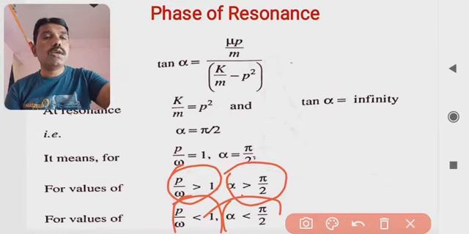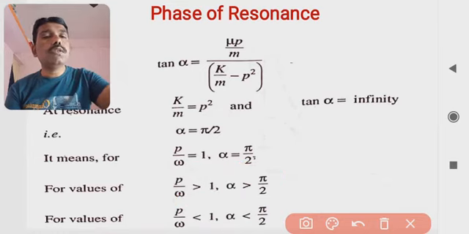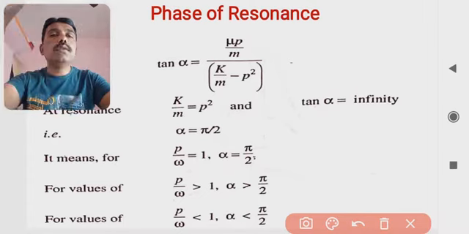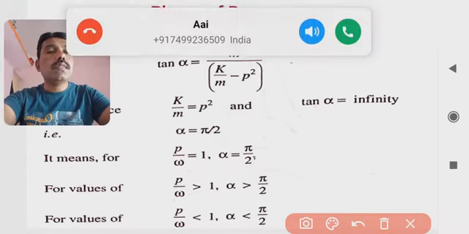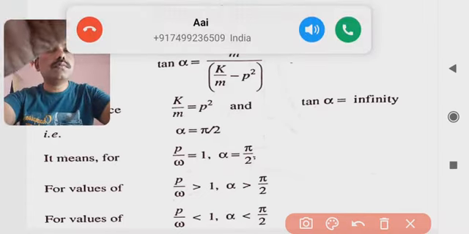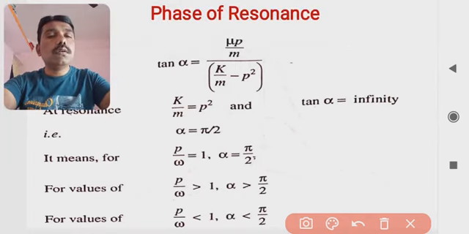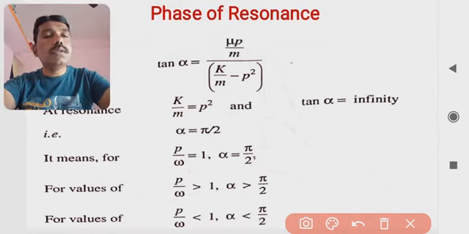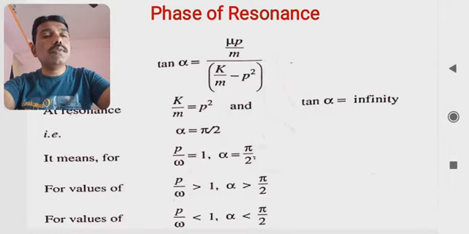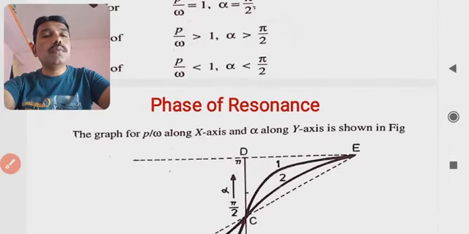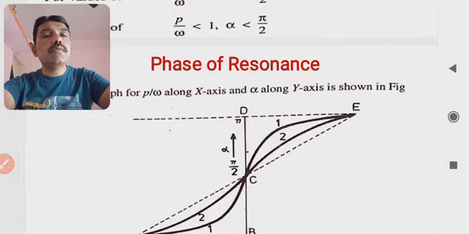So these are some values for the different cases, written here, related with the phase and the resonance, or the p by omega relationships. Now in this case we are looking at how the graph will be formed: along the x-axis p by omega, and along the y-axis alpha.